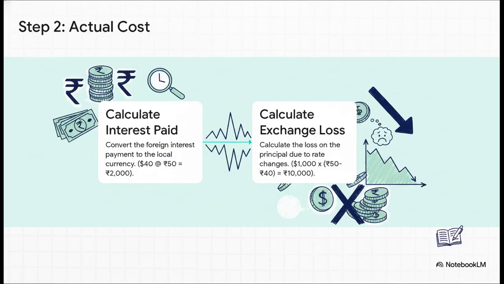Okay, on to step two, calculating the actual foreign cost. And this has two parts. First, the actual interest we paid, which was only 2,000 rupees. But then you have the exchange loss. Because the currency moved, we have a loss of 10,000 rupees. So you've got two pieces to the actual cost.